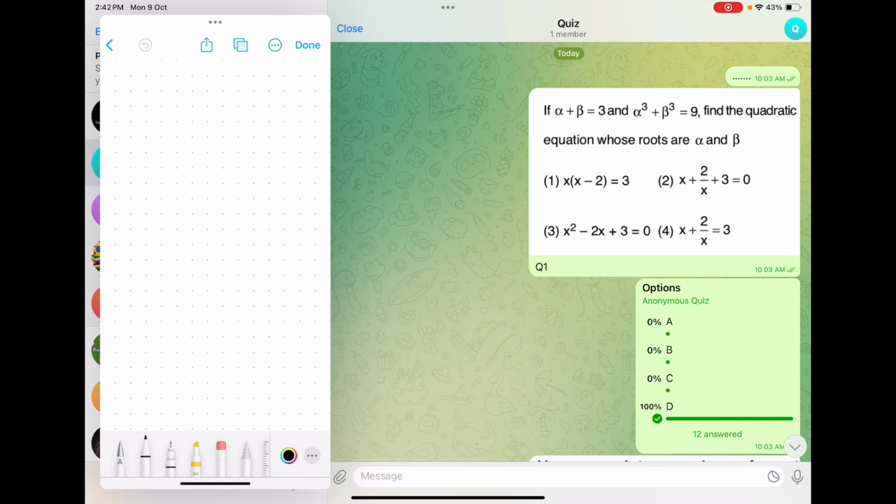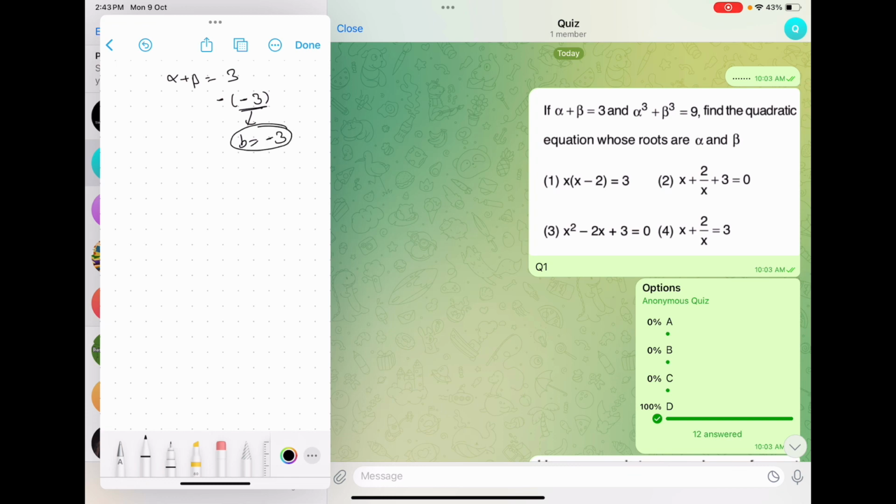Okay, it is given that alpha plus beta is 3 and alpha beta is this; find the quadratic equation whose roots are alpha and beta. We don't need to actually solve this, you just need to check the options. The sum of the roots is 3. Since the roots are alpha and beta, the sum of the roots is alpha plus beta, and it is given as 3. So in actuality the coefficient of x would have been -3.